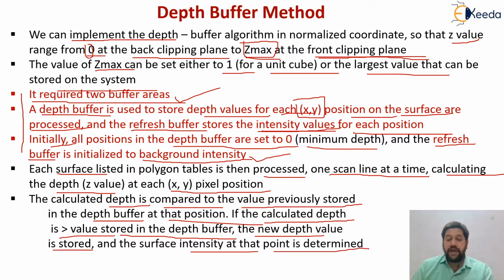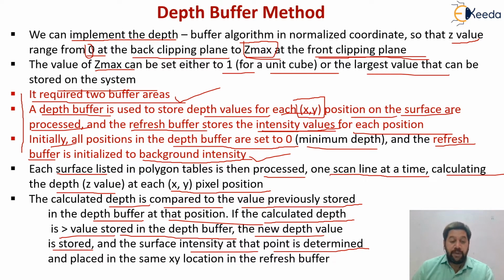Suppose for that surface the color or intensity is yellow, then I will store that intensity, considered to be yellow, in the same xy plane location in the refresh buffer. Now I'm talking about my first surface that I'm comparing. So now my new value for that particular point was previously 0, now it is 10.